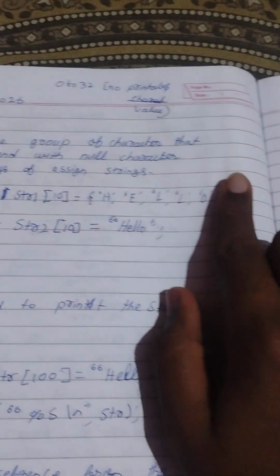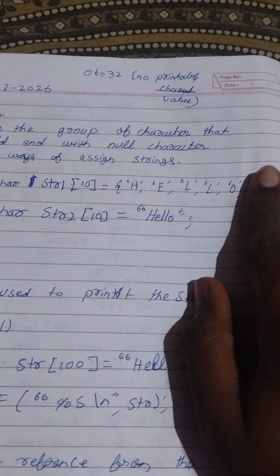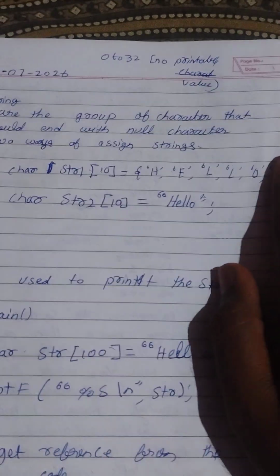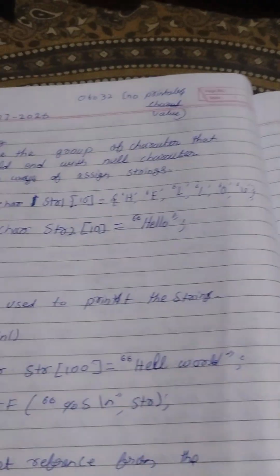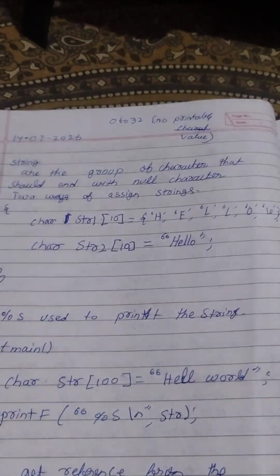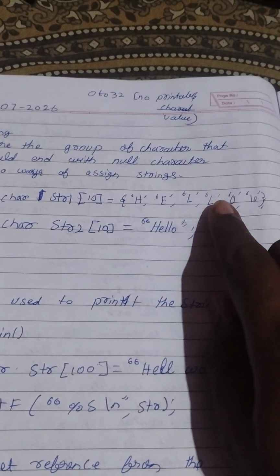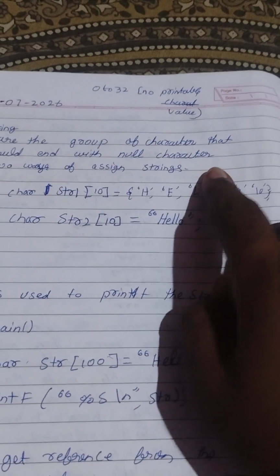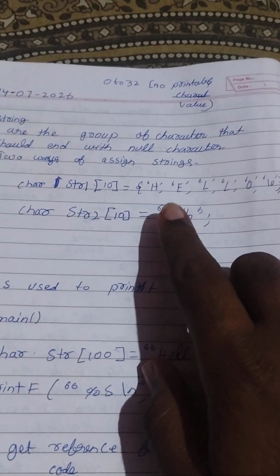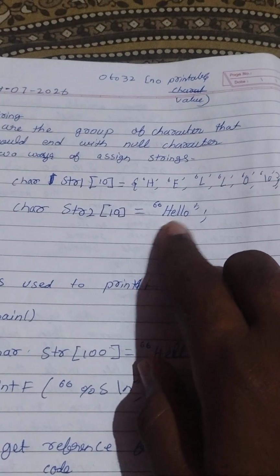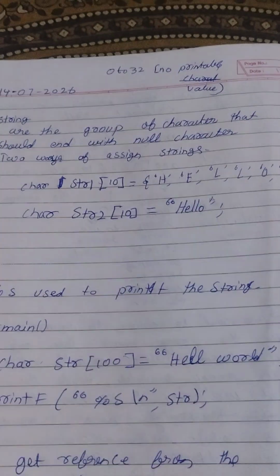If I don't include a null character, then it is an array but not a string. If I include a null value, then it can be known as a string. So we can declare and initialize a string value like this, or else we can use double quotation. You may ask, where does the null value exist here? We don't mention a null value, right?